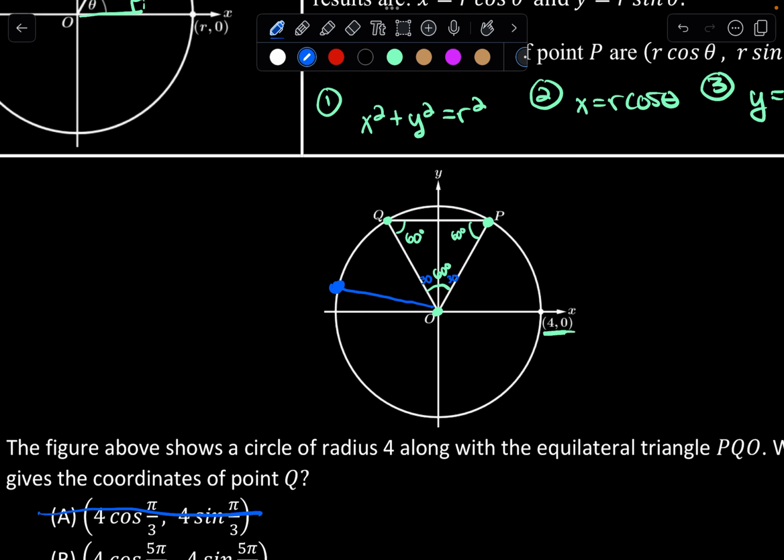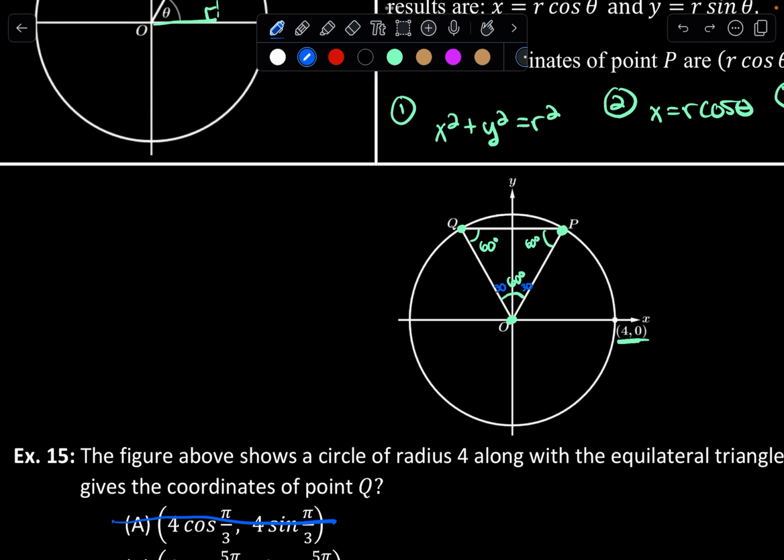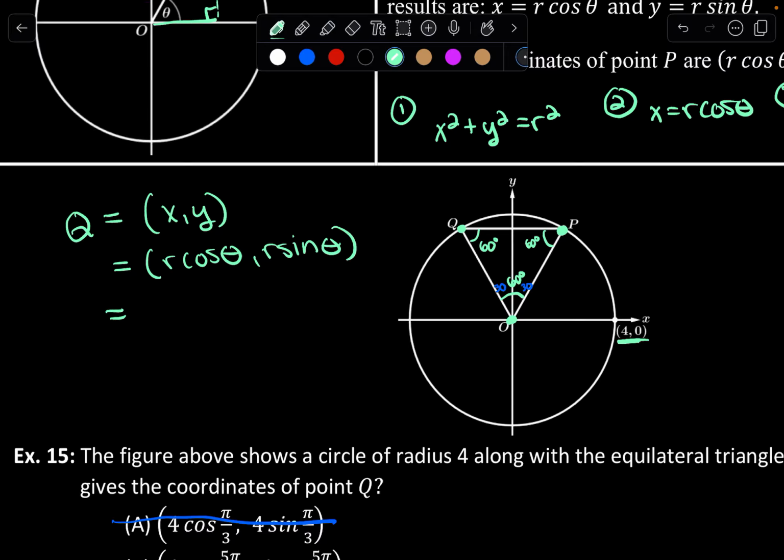So I know that not everything is drawn to scale, but that big of an error would be an issue, all right? But let's go ahead and try a couple other things. So I know that we're dealing with point Q. So point Q, my coordinate point will be (x, y), and based on what we talked about above, that is going to be r cosine theta and r sine theta. We know that the radius is going to be 4.